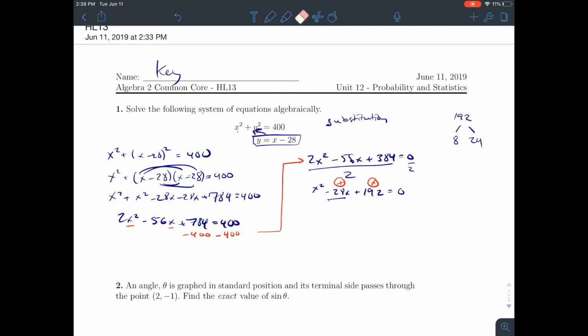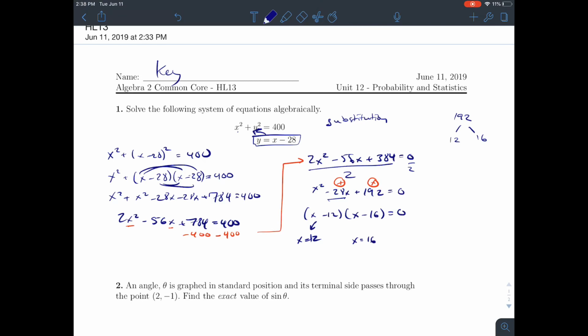Let me try with 12. So let's see, 192 divided by 12 gives us 16, and that looks good. Even though these weren't factors that I knew of before, 12 and 16 do multiply to give us 192, and they do add to give us 28. So we'll get (x minus 12) times (x minus 16) equals 0. This gives us the two solutions, x equals 12 and x equals 16.